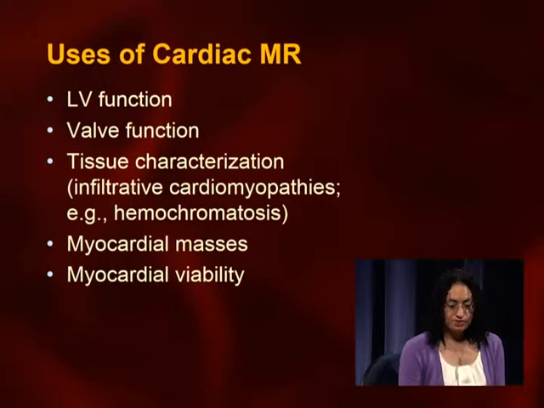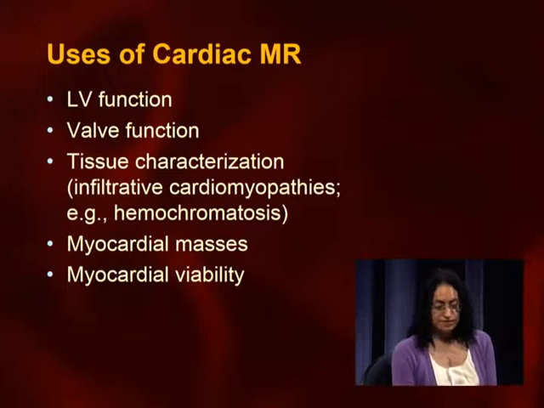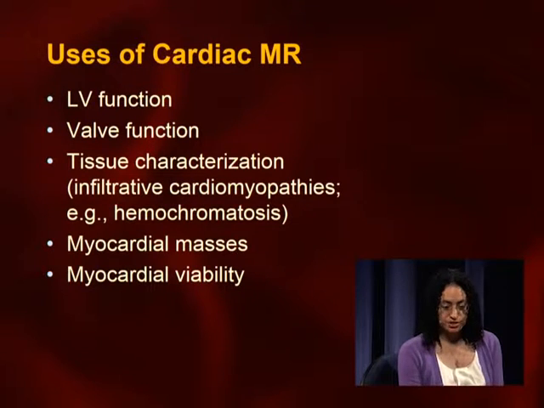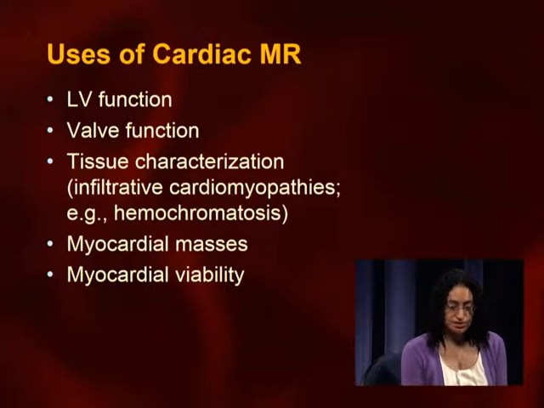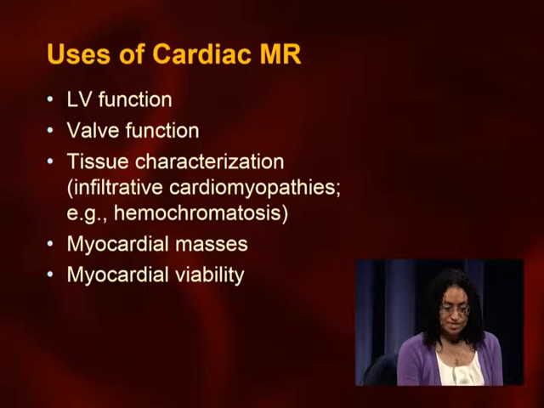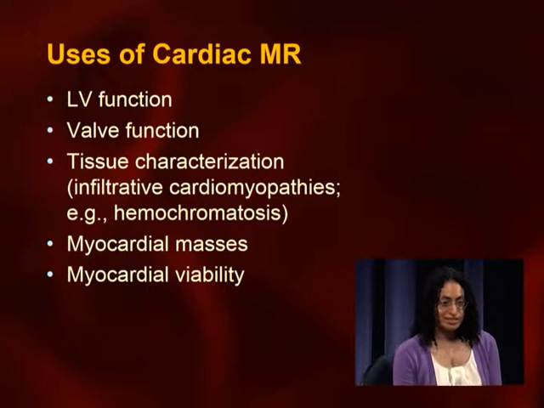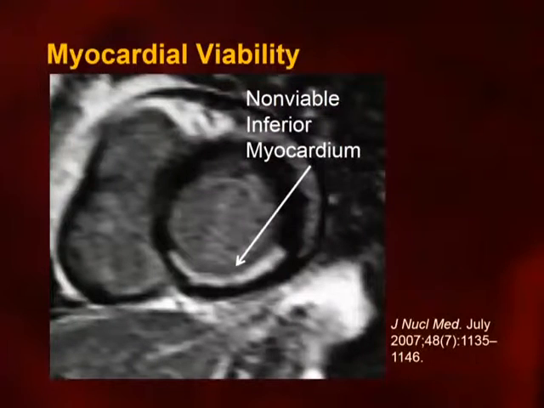It's great for looking at LV function. It's very accurate in giving you left ventricular ejection fraction and right ventricular ejection fraction. It can look at the valves, and it's good for tissue characterization of the infiltrative cardiomyopathies like hemochromatosis, sarcoidosis, amyloidosis. It's good for looking at masses, and we use it a lot for myocardial viability.